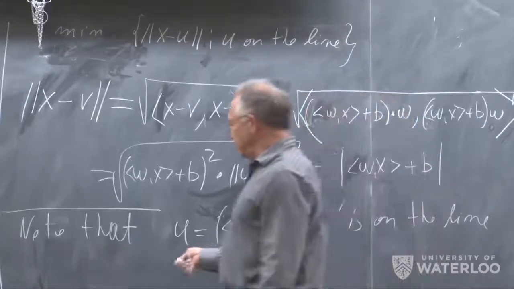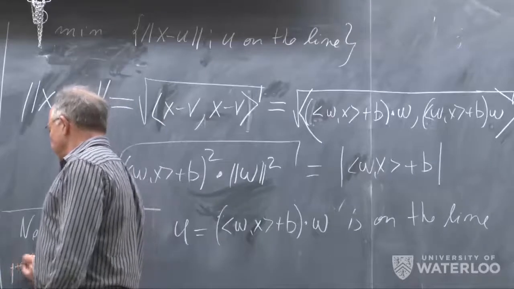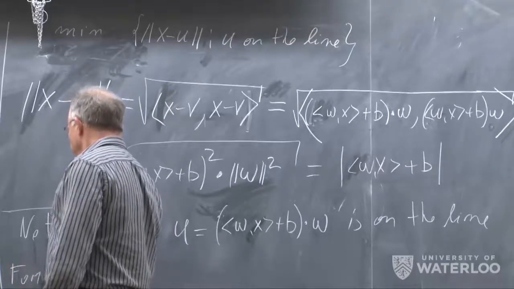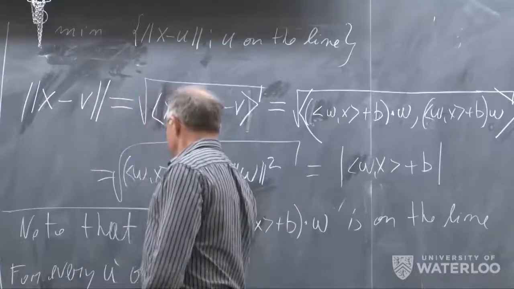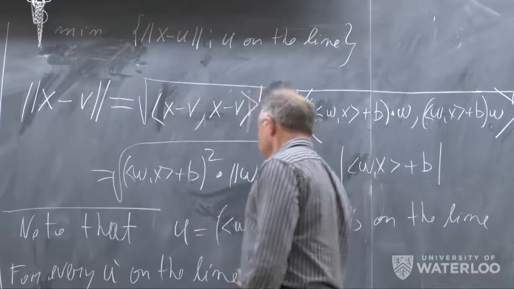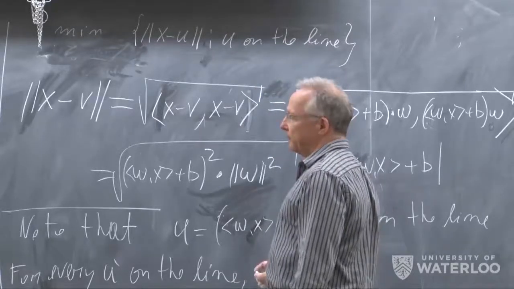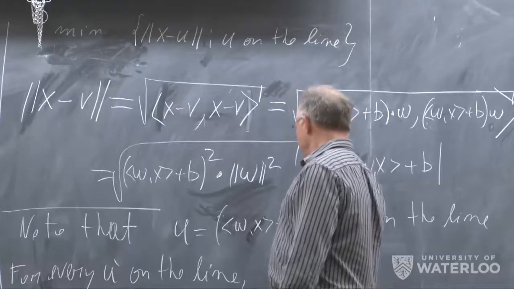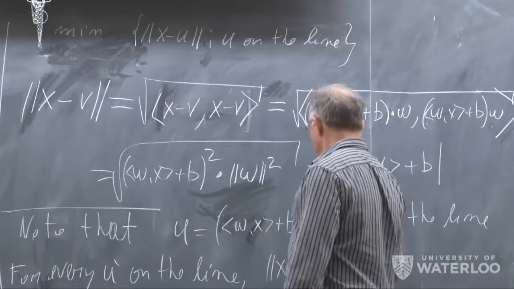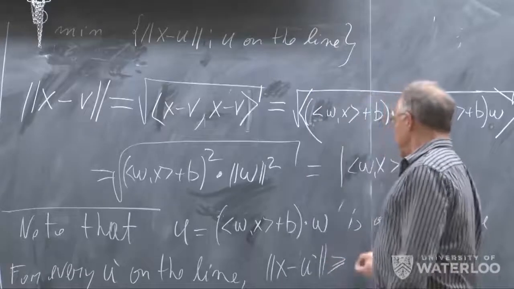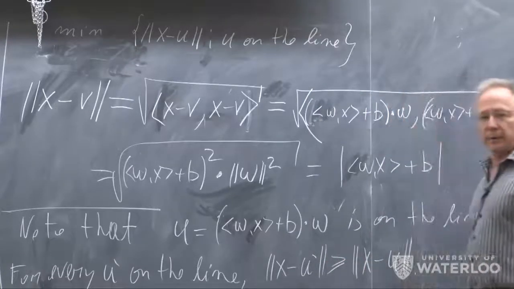And the next thing, which is more difficult, is another claim: that for every u prime on the line, we get that the norm of x minus u prime is greater or equal than the norm of x minus the u that we picked. So this is really the minimum.